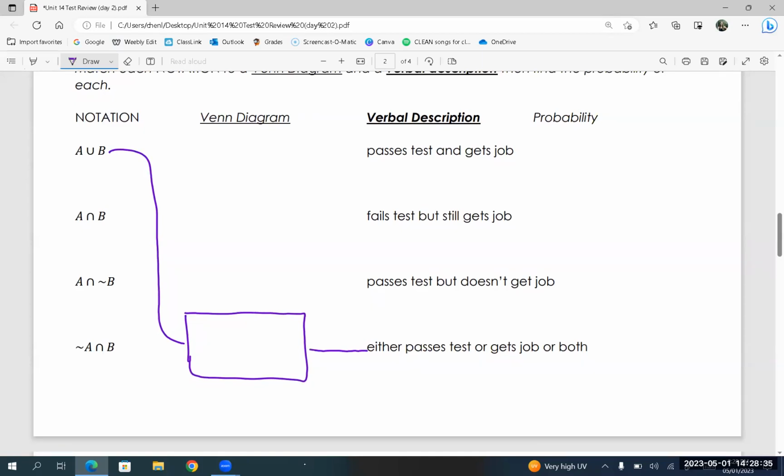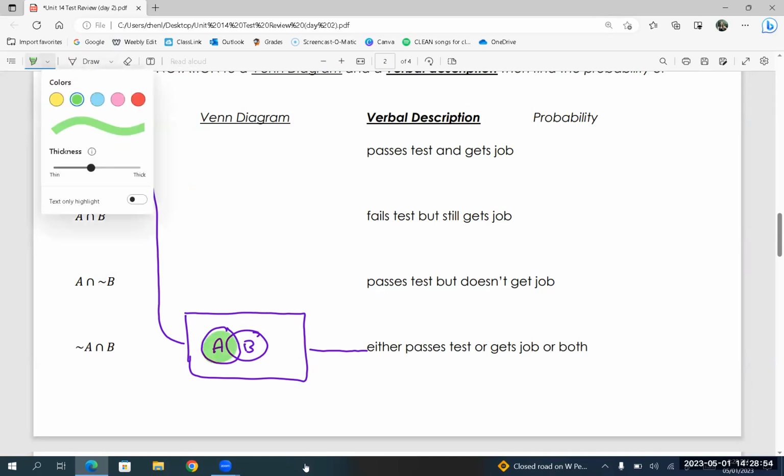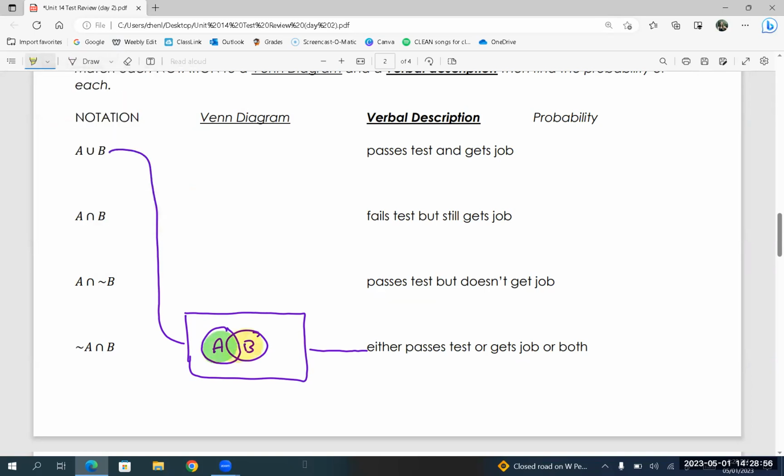Okay, so A or B, meaning I can have anything in circle A or anything in circle B. So I should highlight or color in anything in circle A, or anything in circle B. And there's allowed to be an overlap between A and B.